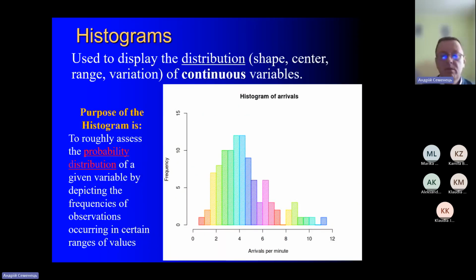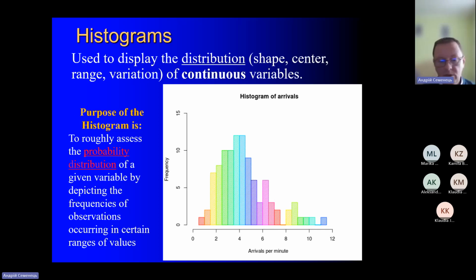But in modern times, when it's very easy for us to collect large data sets with computer systems, stem and leaf has become a very rarely used methodology, and in contrast, we turn to wide usage of the histogram, which displays the distribution of continuous variables. So again, it's not exact numbers, but frequency, how often it happens within a given time interval.